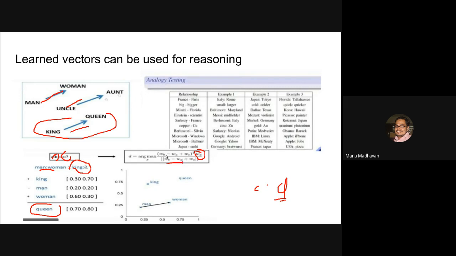So basically, you are computing a dot product, a cosine similarity, between the known vectors and the unknown thing. We will try all the unknown candidates, and the one which maximizes this score will be selected as the result. The X which maximizes the score will be selected as D. So for this kind of analogy or reasoning, we can use this vector distance.